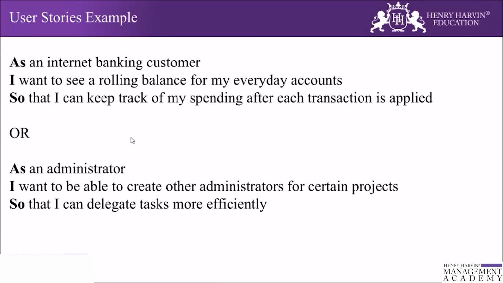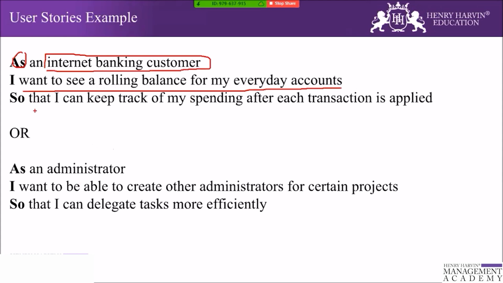See an example of a user story here. It says: as an internet banking customer, this is the who part. I want to see the rolling balance for my everyday account, this is the what. And so that I can keep track of my spending after each transaction is applied, this is the why section.